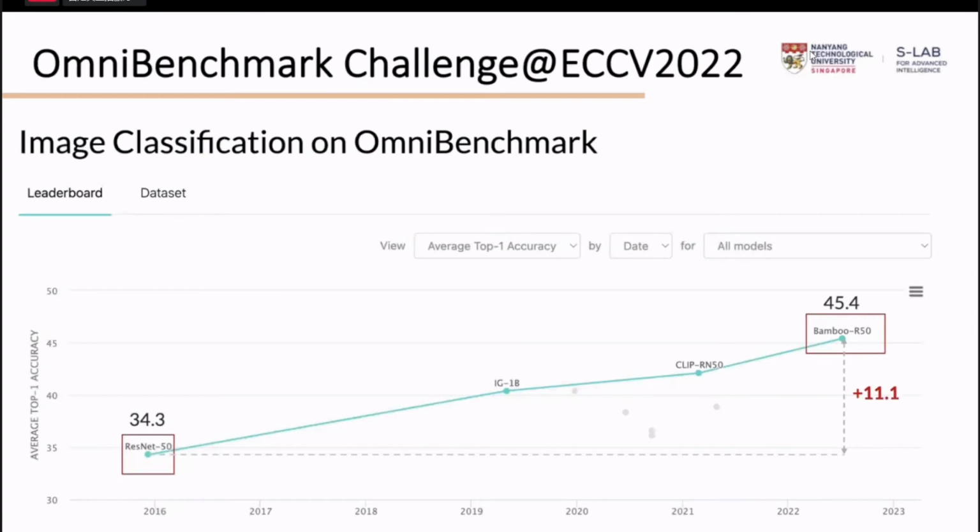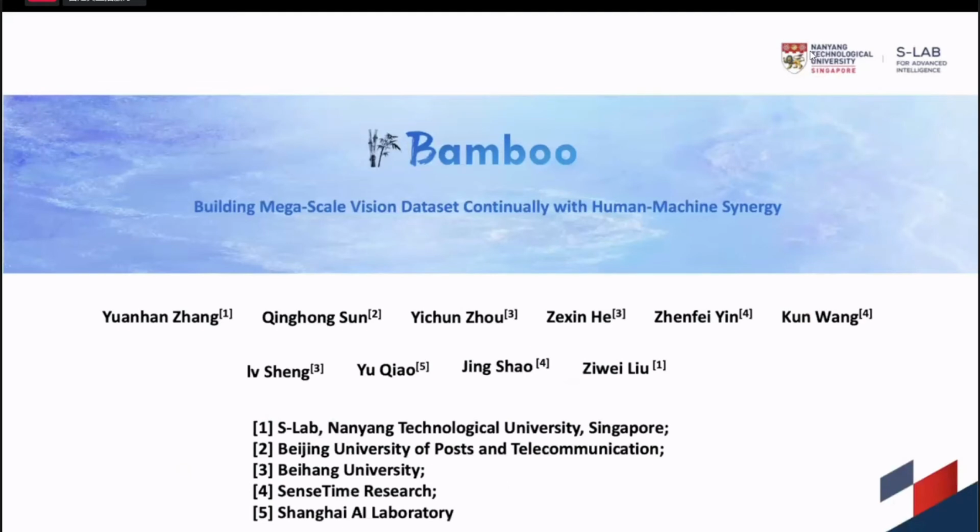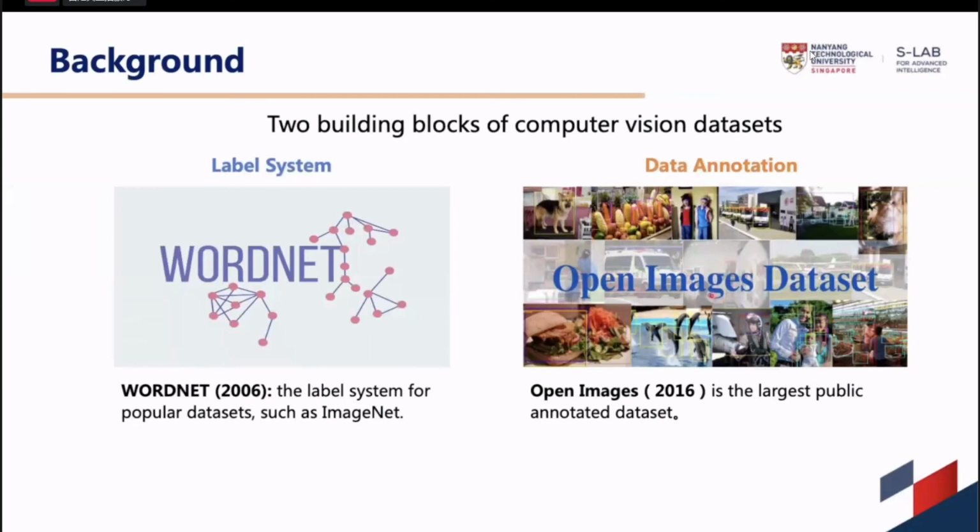Okay, let us briefly introduce our Bamboo dataset. Now let's introduce our work, Bamboo: building mega-scale vision datasets continually with human-machine synergy. The current construction of computer vision datasets mainly includes two dimensions, label system and data annotation. The label system decides the overall diversity of your dataset, specifically how many categories it will include. And an efficient data annotation strategy ensures you can annotate the most images under the smallest budget.